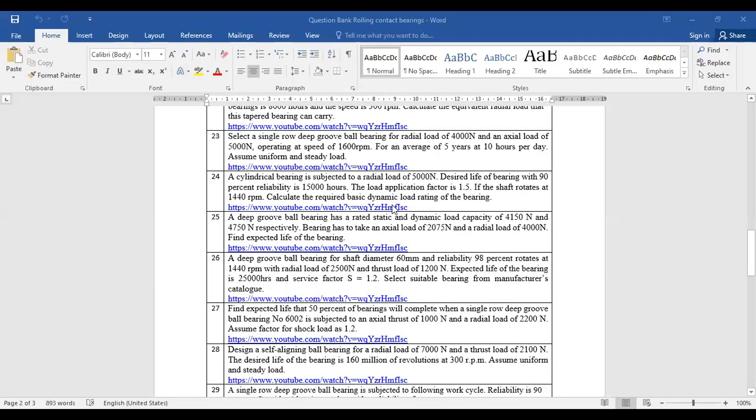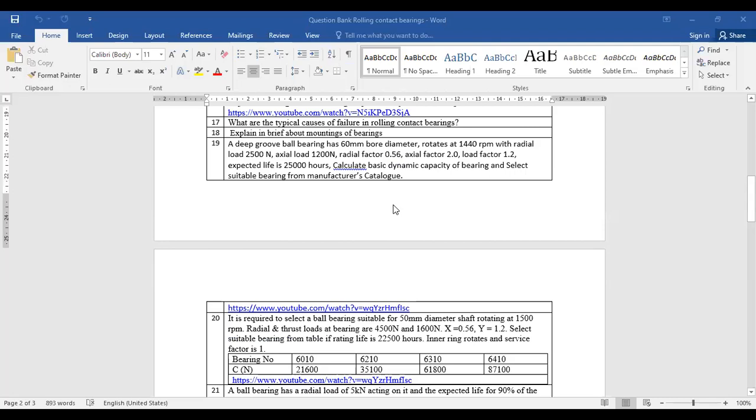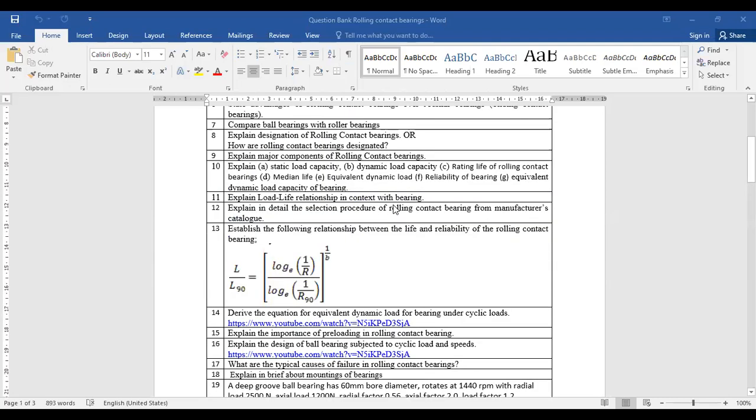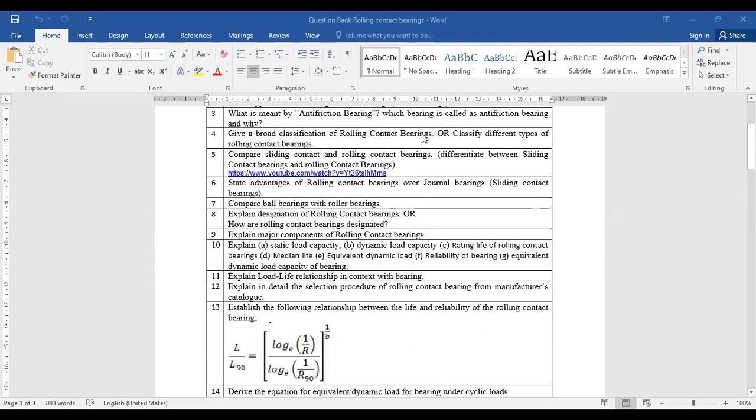So just a second, let me share. So you can see a question bank. See guys, directly numbers have not been asked till now. But if you see this question, then this is asked many times in university exams: Explain designation of rolling contact bearings, or how are rolling contact bearings designated.